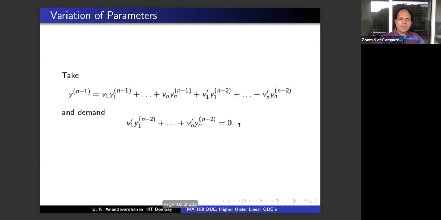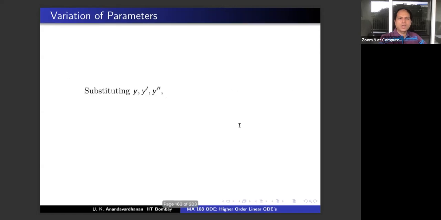And this is the last stage. And after this, you are substituting y prime, y double prime, etc. by y prime, y double prime, etc. up to the y n minus first derivative. And you rearrange in n equal to 2.